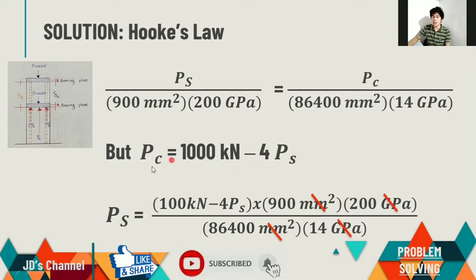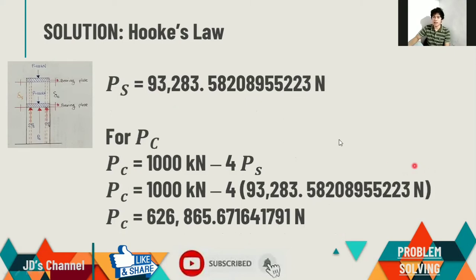Okay? So, upon substituting, nag-substitute na tayo ng ating 1,000 kN minus 4 times P sub S, and then itong nasa P sub S, tumaas doon. So, which is 900 times 200. Mangyayari, magka-cancel out yung mga units. And then, upon solving, class, anong lalabas? I hope na same tayo nang nakuha.